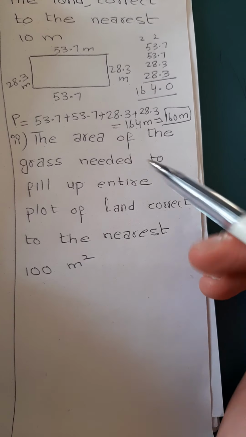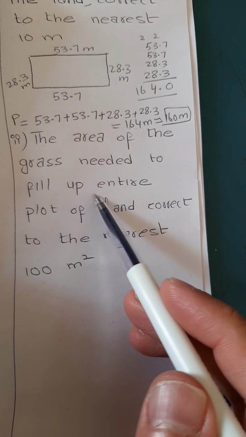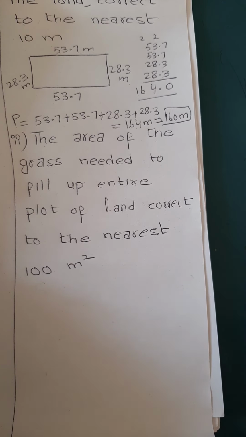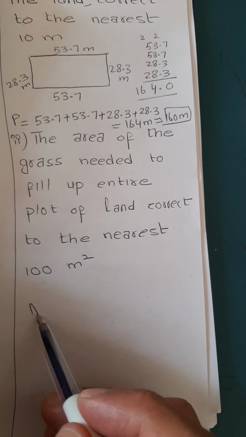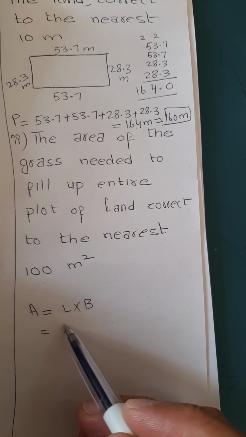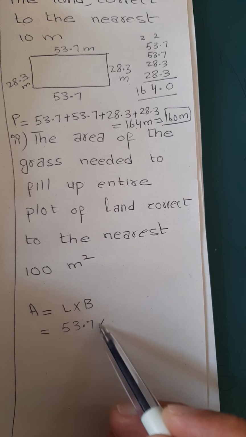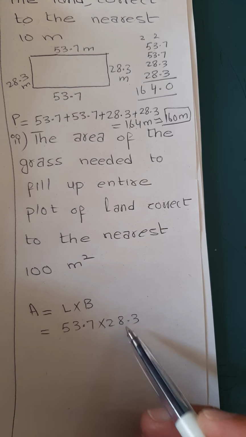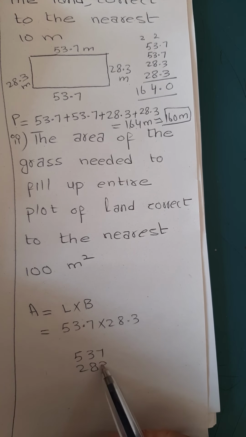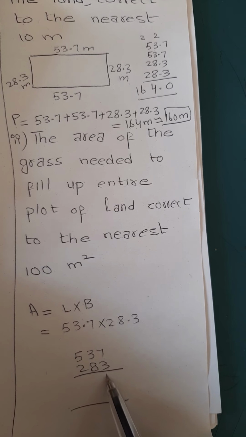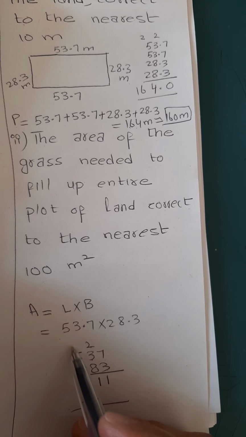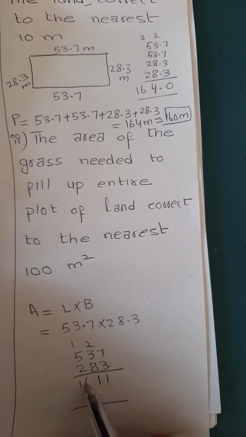The second one is the area of the grass needed to fill up the entire plot of land, correct to the nearest 100 meter. Okay, you need to find the area. Area is length multiplied by breadth. Length is 53.7, breadth is 28.3. So let us multiply. 537, 283, 7 3 times 21, 2 3 3 times 9, 2 11, 3 5 3 times 15 and 1 16.